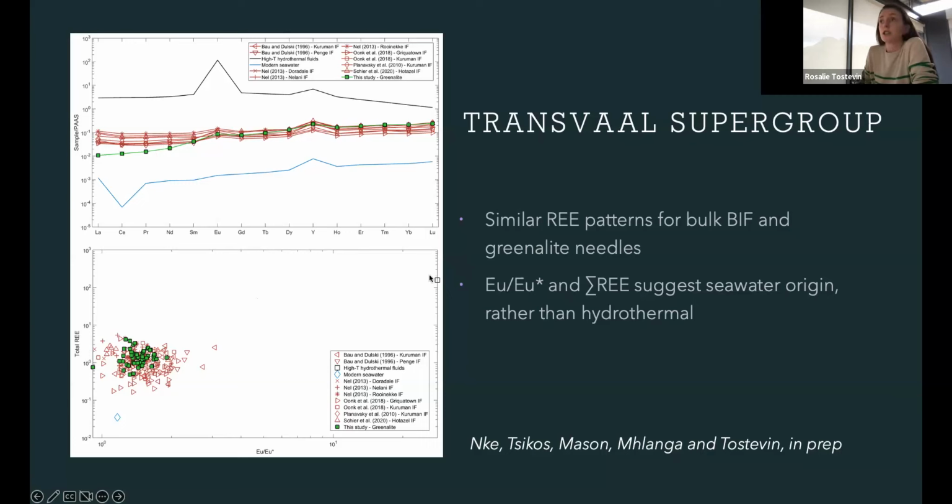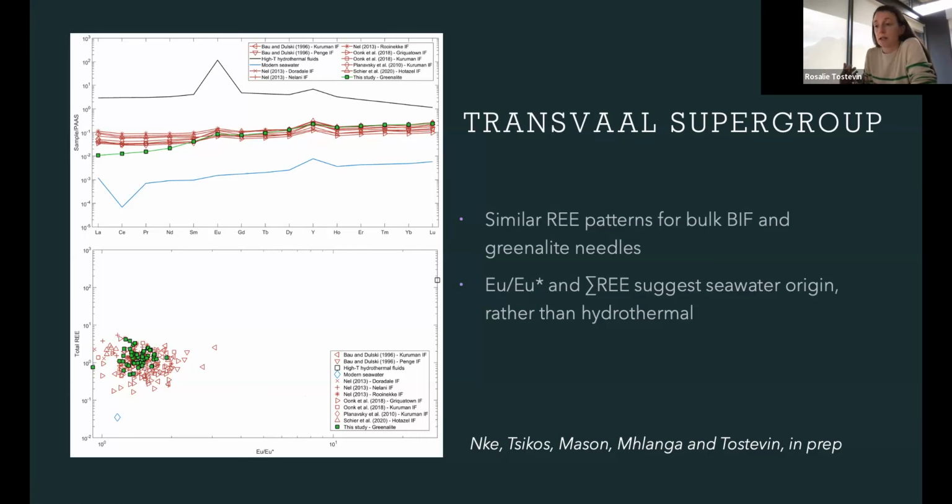You can see hydrothermal fluids have way higher rare earth element concentrations and way higher europium anomalies. These are both log scales. And our data are clustering in line with bulk BIF, in line with carbonates from the time, and much closer to seawater.